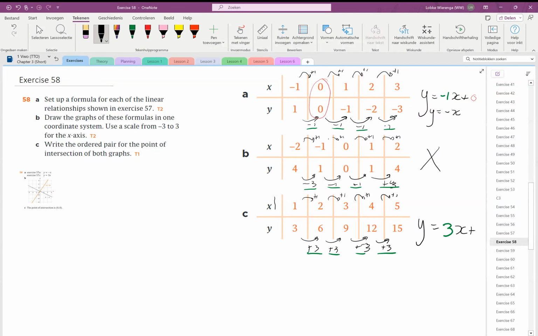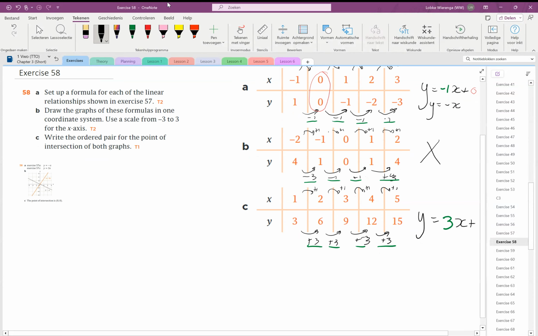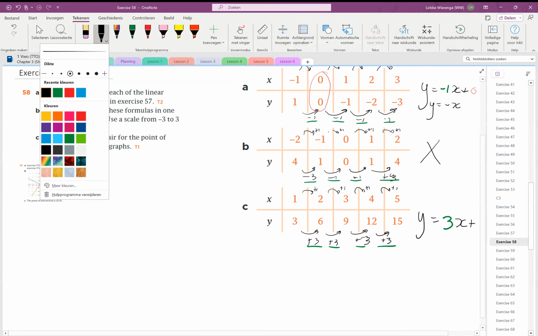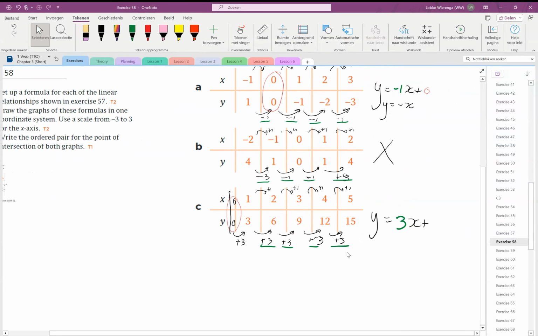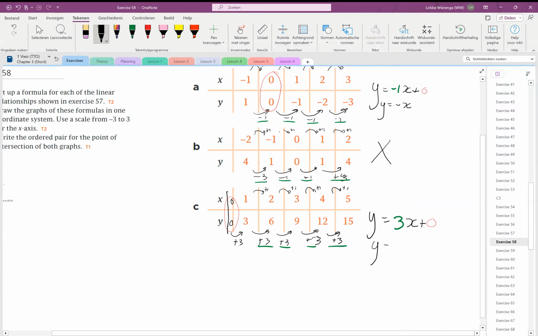But what we can do is say, well, what if there was a 0? Then over here we still did plus 3. And there was a 0 over here because then 0 plus 3 is 3. So this point under my 0 is still a 0. Now, once again, this plus 0 doesn't do anything. So my formula is just y is 3x.